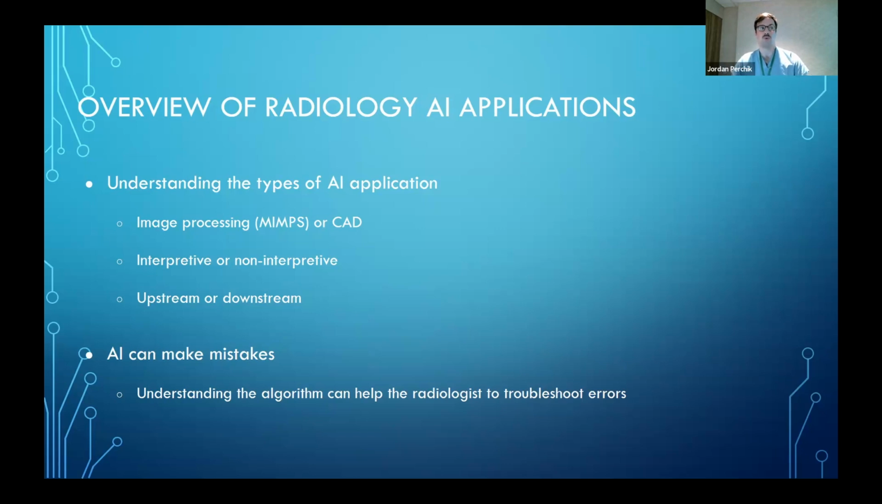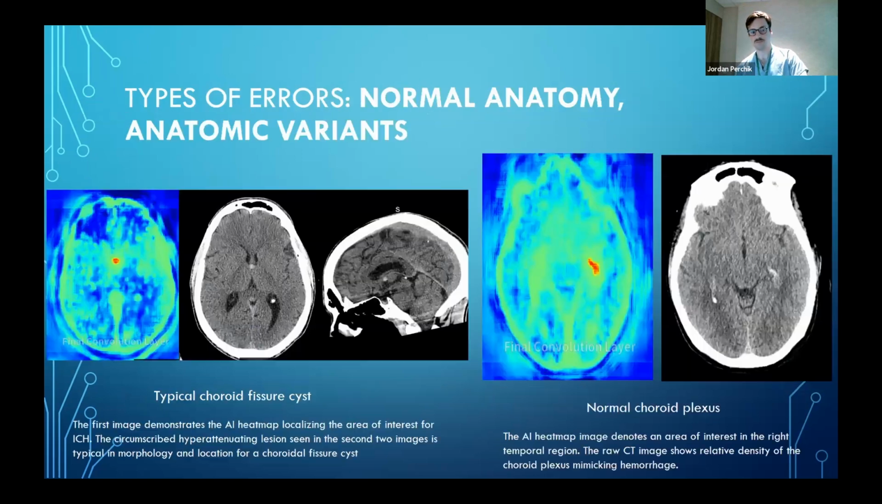And when we understand the type of application that we're working with, it helps us also figure out what kind of mistakes we're going to need to look for, because algorithms that are in practice, just like any practicing human radiologist, are going to make mistakes. So being able to anticipate those mistakes helps us plan on how we're going to manage them when they occur. So I have a couple of examples of these AI mistakes here.